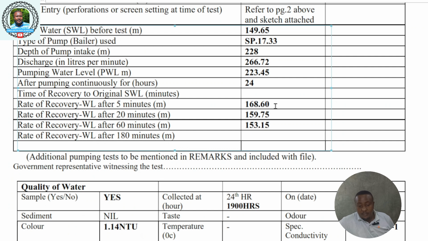Then now you observe the recovery water level. So this bore recovered after 5 minutes. The water level moved from the pumping water level, which was 223. After 5 minutes, it came back to 168.60. Then after 20 minutes, it was at 159.75. This is now coming up. After 60 minutes, 153.15. So this basically is all the data that is in the test pumping sheets.